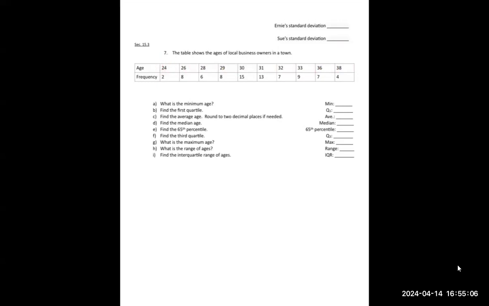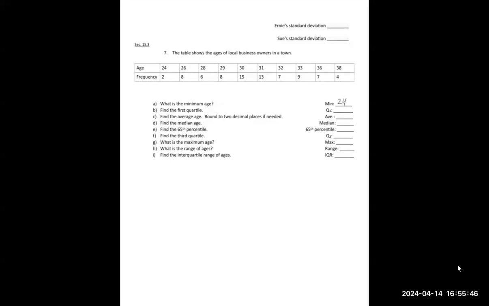Do be careful, because even for me, I have trouble with this too. For whatever reason, I want to say my youngest age is 2 because that's the smallest number that I see in this chart. But remember, they're asking us for the age, and these numbers on the bottom, the 2, 8, 6, 8, those are the frequency. Those are not the ages of actual business owners, because I don't think anybody owns a business at age 2. Anyways, that is easy to confuse here. The minimum age is 24.